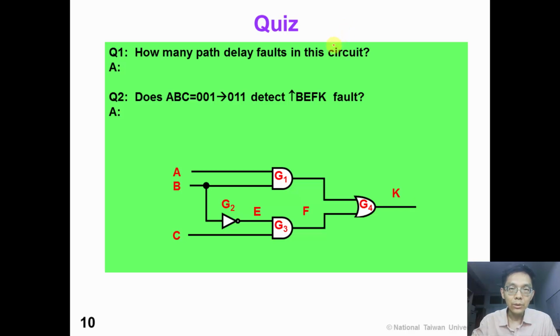Now, let's do a quiz. For this given circuit, how many path DelayFaults are there? Question number 2. If we apply a pair of test patterns 001 to 011, can we detect the BEFK rising path DelayFault? Now please pause the video and do the exercise.